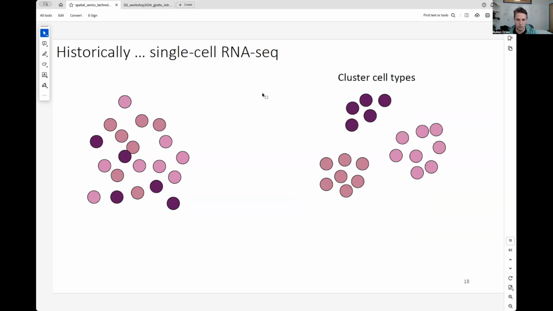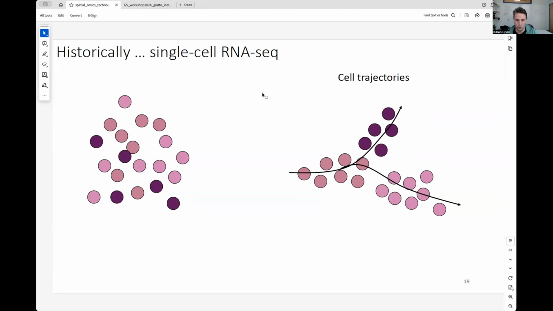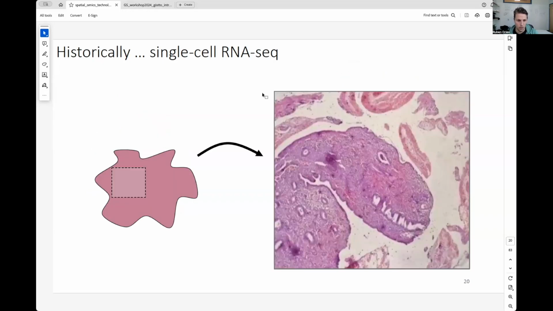And then you can cluster the individual cell types. So now you get information at the individual cell level. You can even do cell trajectories. But this is a workshop for spatial, and so I'm going to tell you why spatial matters.